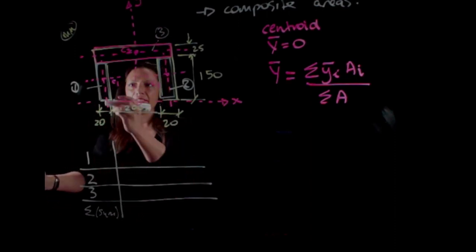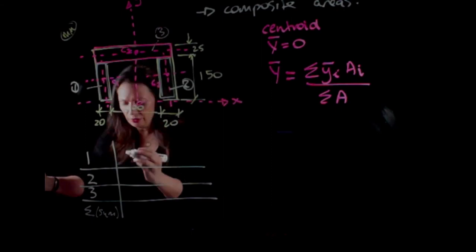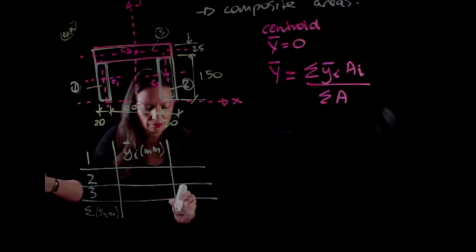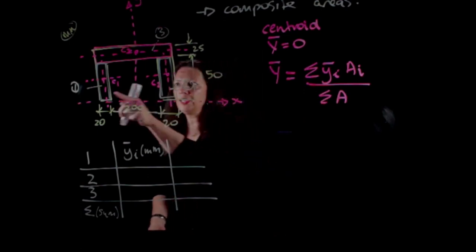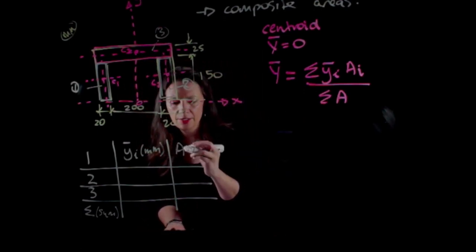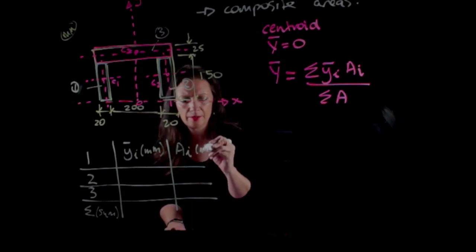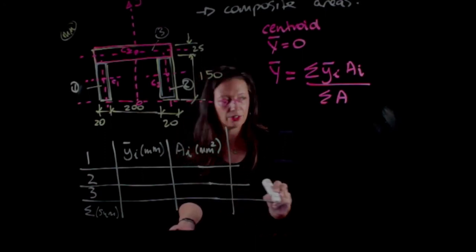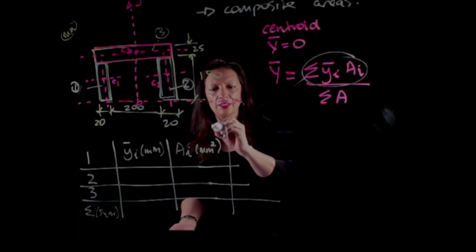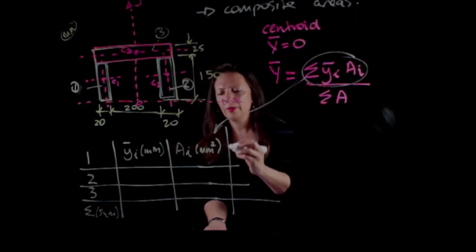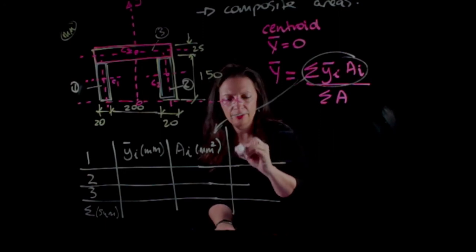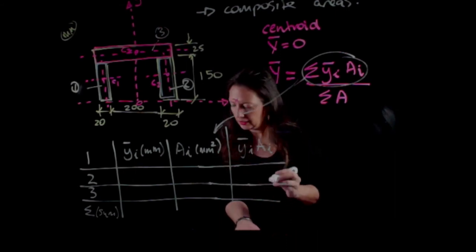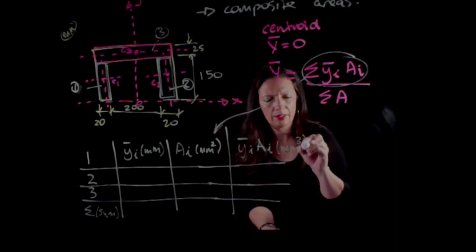And the first thing I need to calculate is the actual location of my y distance, and that's in millimetres. And then I need to calculate the area for each simple geometry, A_i, and that's millimetres squared. And then finally, I can multiply these two together to give me the top part of the equation. So I'm going to have A_i y-bar_i, and that's going to be millimetres cubed.